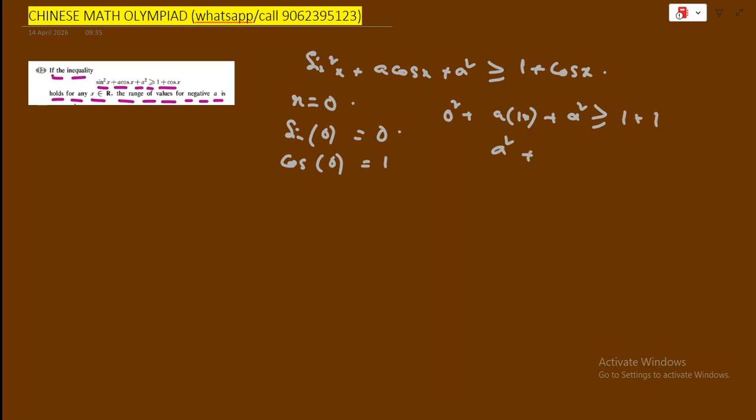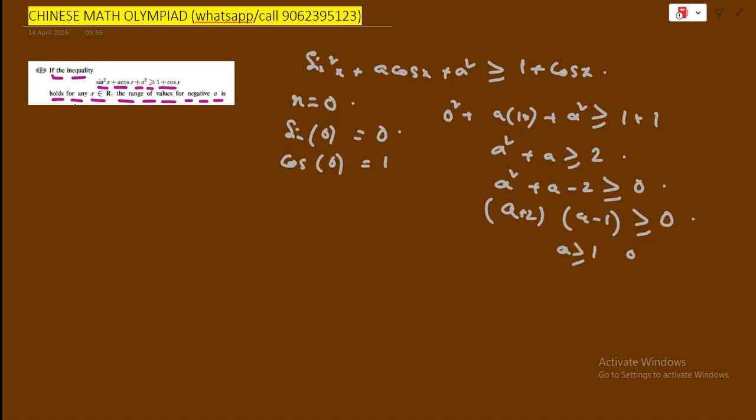So a square plus a greater than or equal to 2, and a square plus a minus 2 greater than or equal to 0. Now factor that like a pro. So it will be (a plus 2)(a minus 1) greater than or equal to 0. So this means a greater than or equal to 1 or a less than or equal to minus 2. But the problem specifically said a is negative. So a greater than or equal to 1 is tossed out like yesterday's lunch. We are just left with a less than or equal to minus 2.